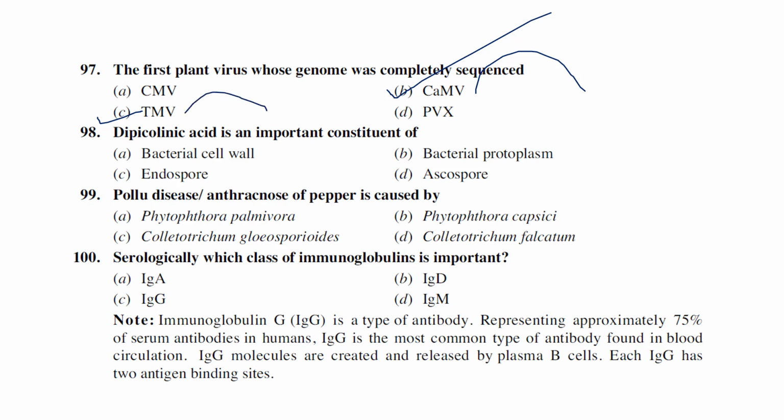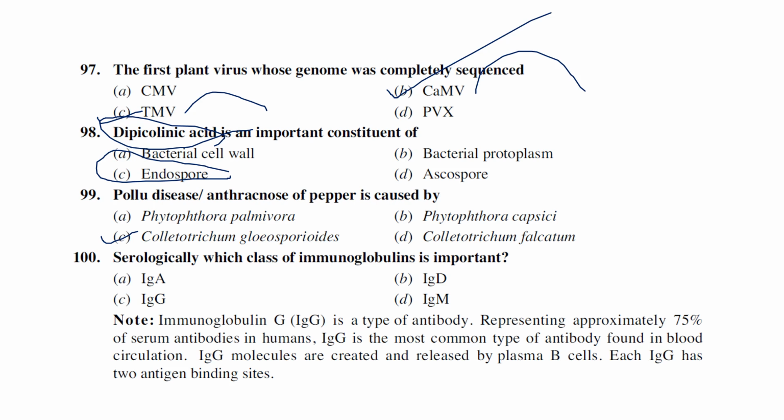Dipicolinic acid, which is actually present in endospores, a heat resistant acid, we can say. It is an important constituent of bacterial endospore and ascospore. Just now I told you this dipicolinic acid is responsible for survival during high heat, which is actually present in endospore. Pollu disease or anthracnose of pepper is caused by Colletotrichum gloeosporioides.